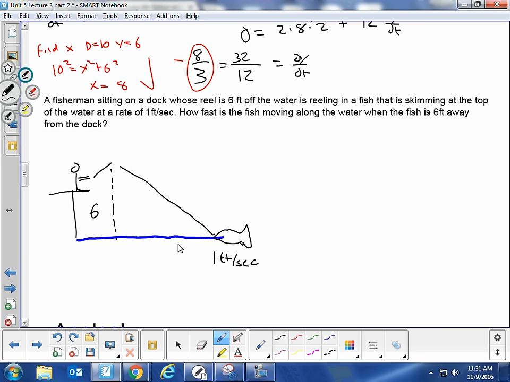Wait, oh, he's reeling in. He's reeling in. So the reel is moving in at 1 foot per second. The question is, how quickly is this fish moving along the top of the water when the fish is 6 feet away from the dock? Okay, so I'm just writing down the numbers and drawing the picture. You label those correctly and find the correct thing that we're looking for.